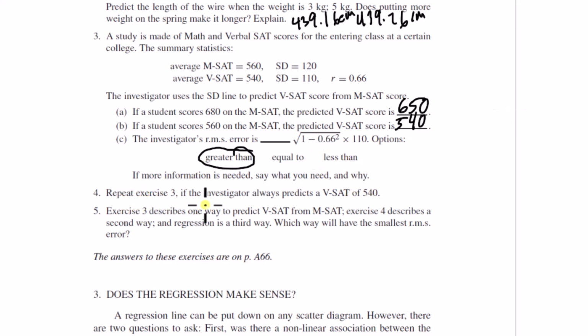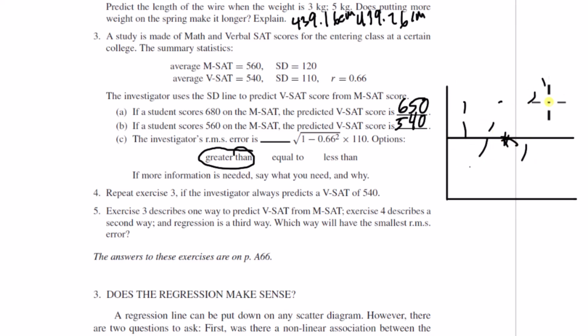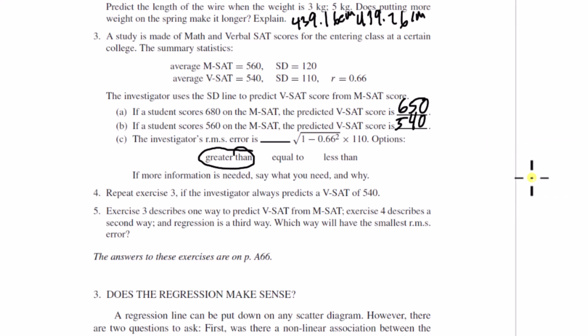Okay, repeat the previous exercise if the investigator always predicts a VSAT of 540. In this case, this is what we talked about: if you're not given an input and you have to guess an output, then you just guess the average. That's the only thing you can do. It's the best you can do, right? And the RMS error in this case is the actual standard deviation in the Y direction, because it's the RMS of the deviation of all these points from the average. That's the standard deviation.